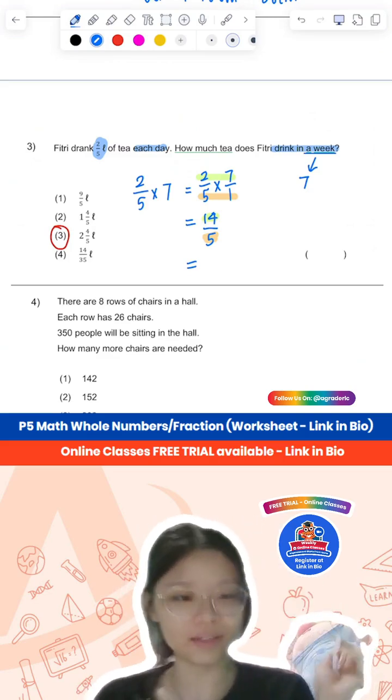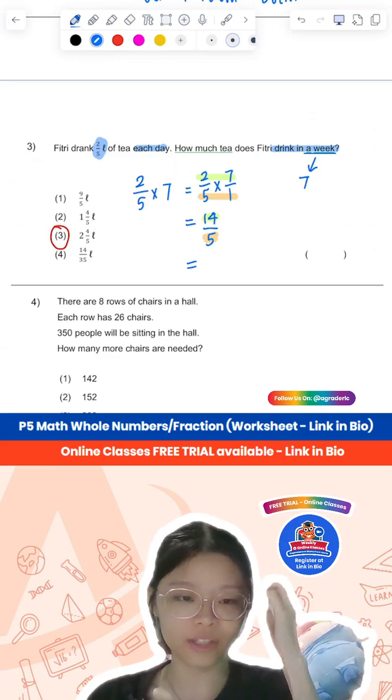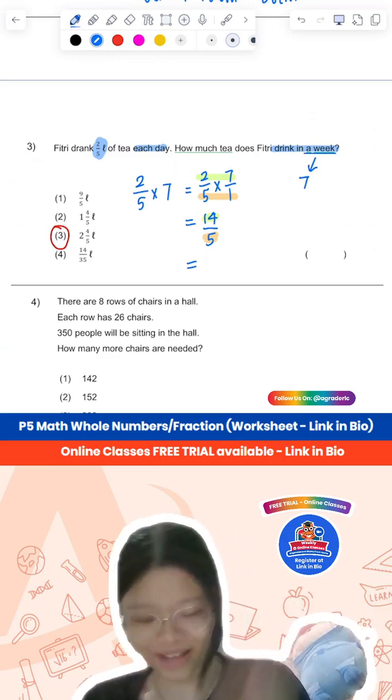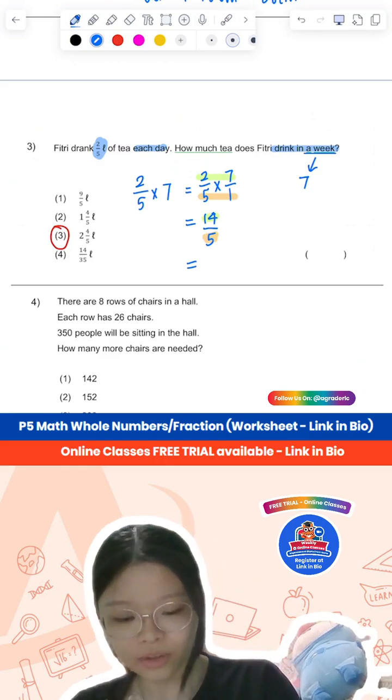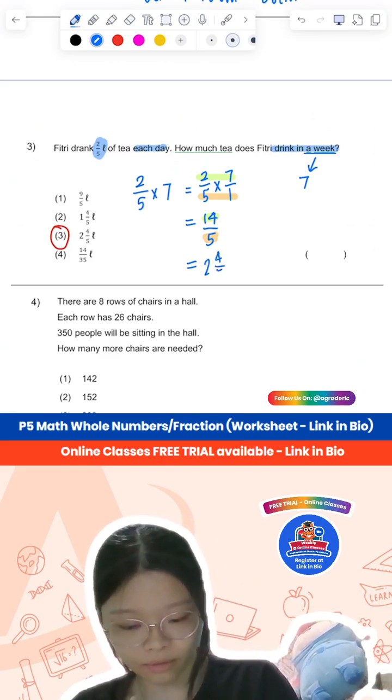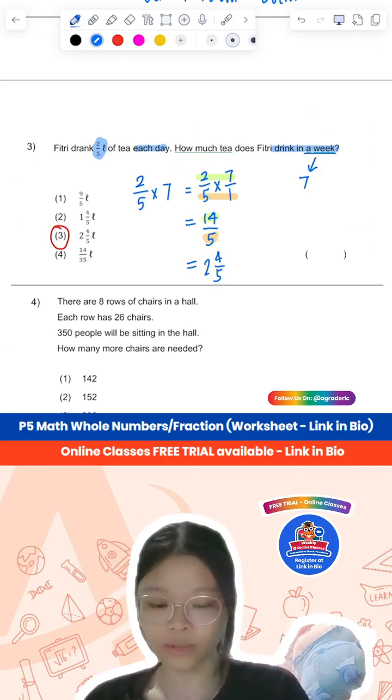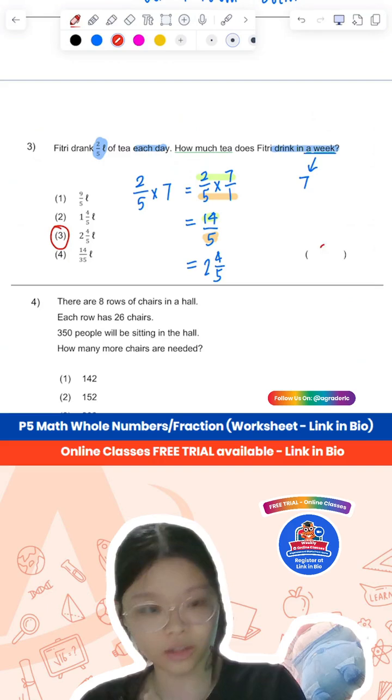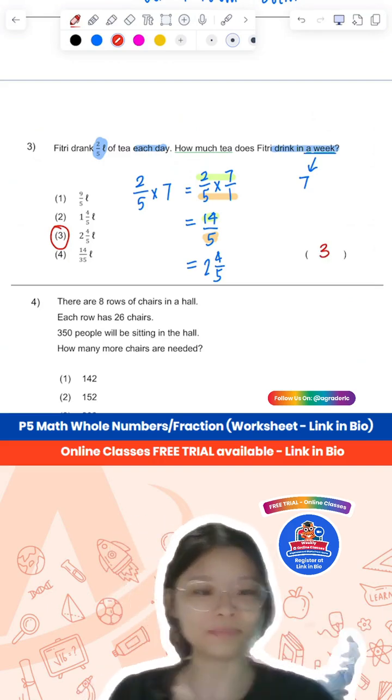Mixed number. Very good. Okay, mixed number. So the mixed number is 2 wholes and 4, oh, sorry, yes, 2 wholes and 4 over 5. So answer option 3.